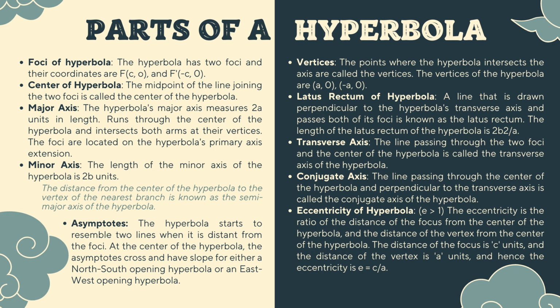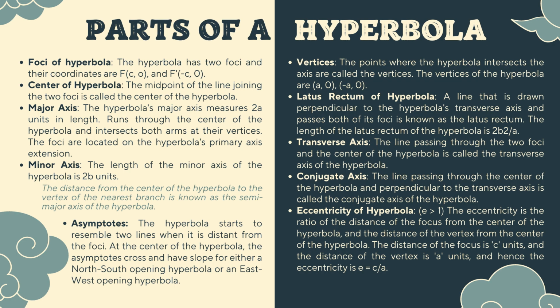Next are asymptotes. The hyperbola starts to resemble two lines when it is distant from the foci. At the center of the hyperbola, the asymptotes cross and have a slope for either a north-south opening hyperbola or an east-west opening hyperbola. Vertices. The points where the hyperbola intersects the axis are called the vertices. The vertices of the hyperbola are (a, 0) and (negative a, 0).